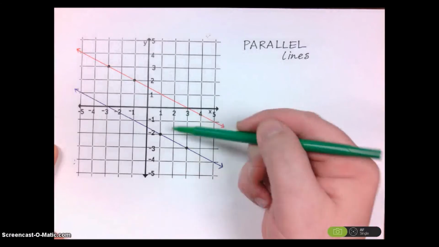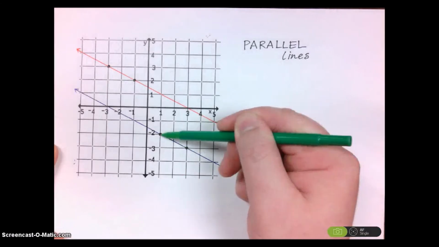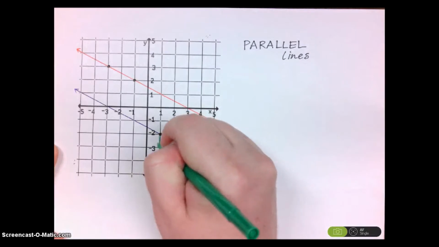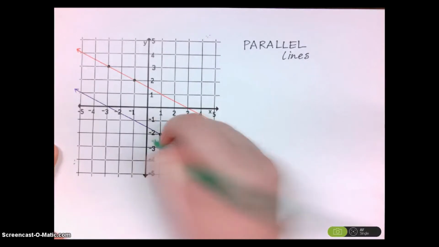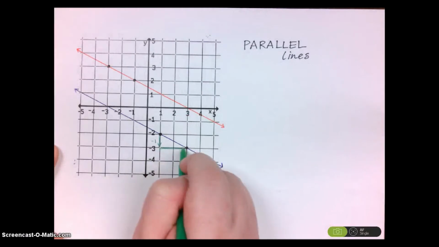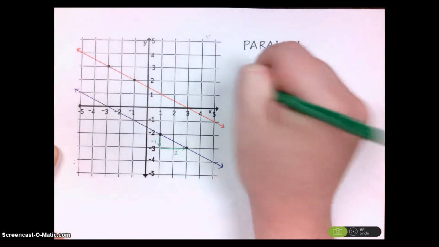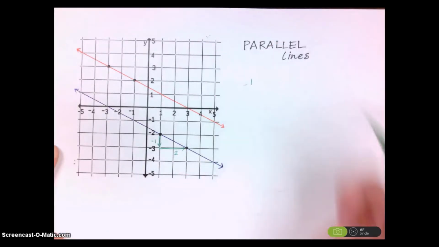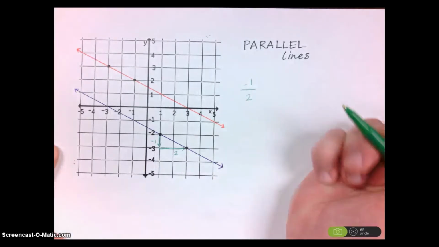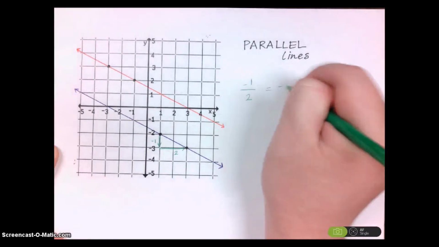So I chose 2 points right here on the purple that are meeting right at the cross section. So if I'm going down, it's going down -1, and if I'm running to the right, it's going to be +2. So my rise is going to be -1, and my run is going to be +2. So that's the same as -1/2.